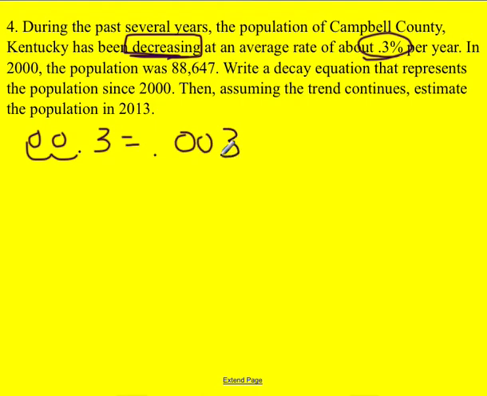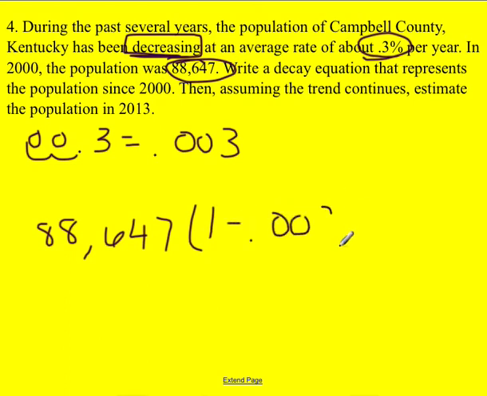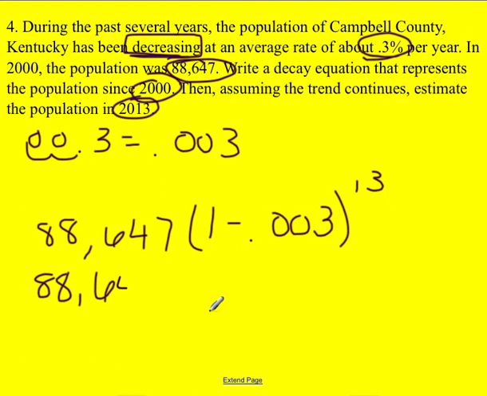Okay, so now the starting population is 88,647. And then we are going to subtract our rate. So we have 1 minus 0.003. And I can actually raise that to the t power because I know what t is. I need to figure out how many years passed between 2000 and 2013. Well, that's going to be 13. So I'm going to simplify this a little bit. I get 88,647, and then in here I get 0.997 raised to the 13th power.